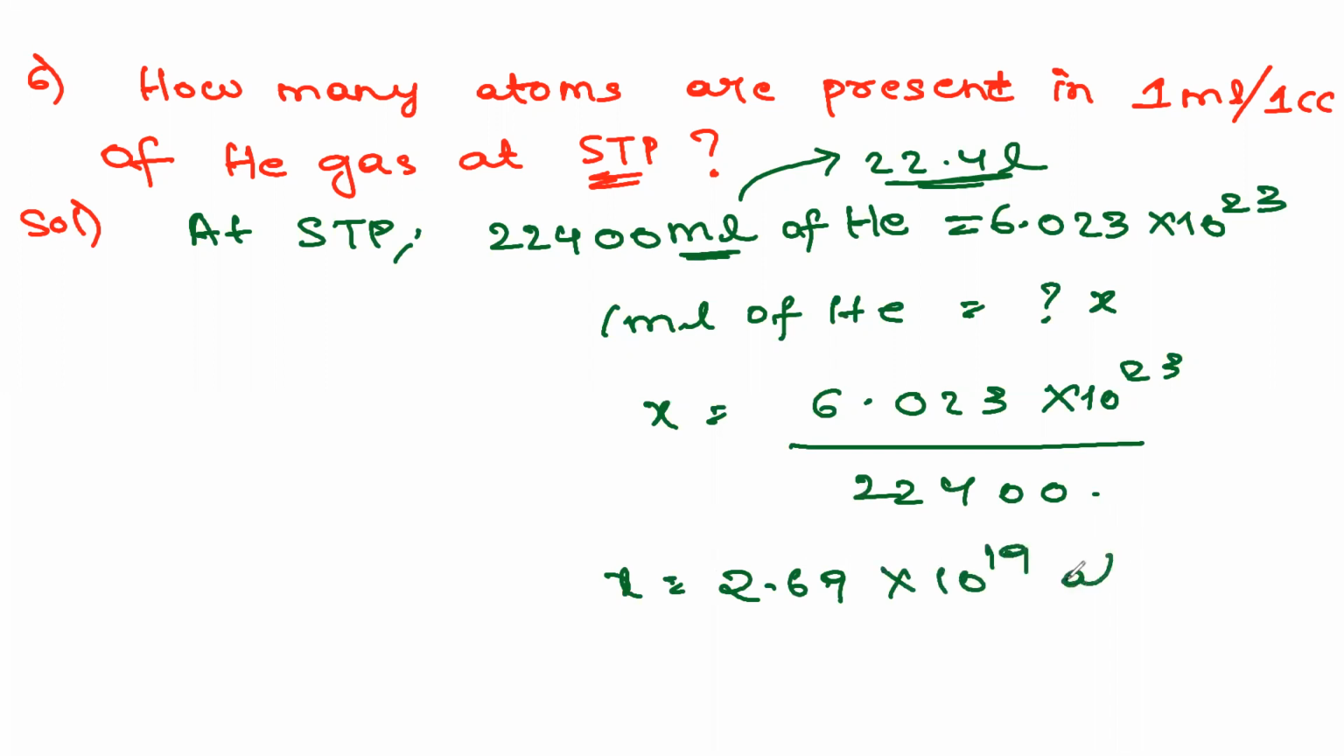You can verify that calculation easily. This 22,400 we can write as 2.24 into 10 to the power of 4, because if you convert to powers of ten, it is easy to calculate. This 10 power 4 going to the numerator becomes 10 to the power of minus 4. So 23 minus 4 is 19, and we get 10 to the power of 19. And 6.023 by 2.24 becomes approximately 2.69. So the answer is 2.69 into 10 to the power of 19 atoms. So this is question number 6. Next, question number 7.